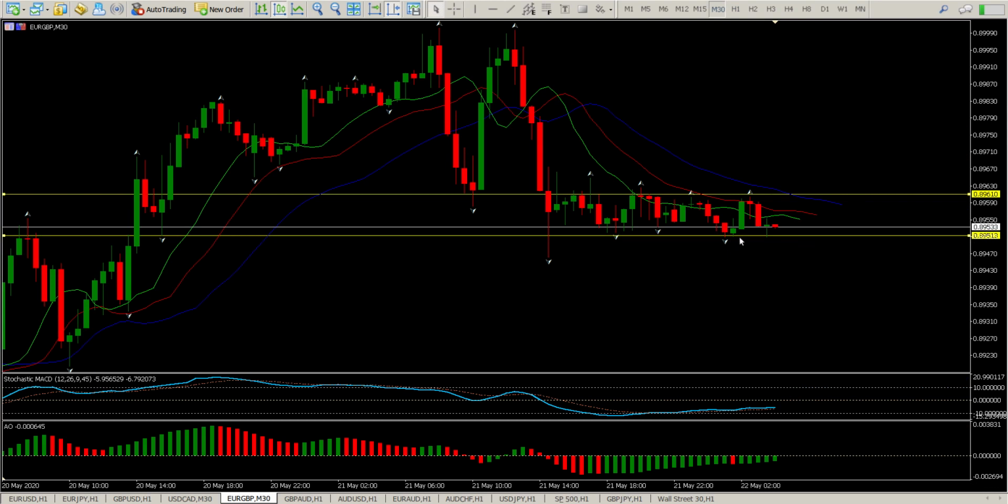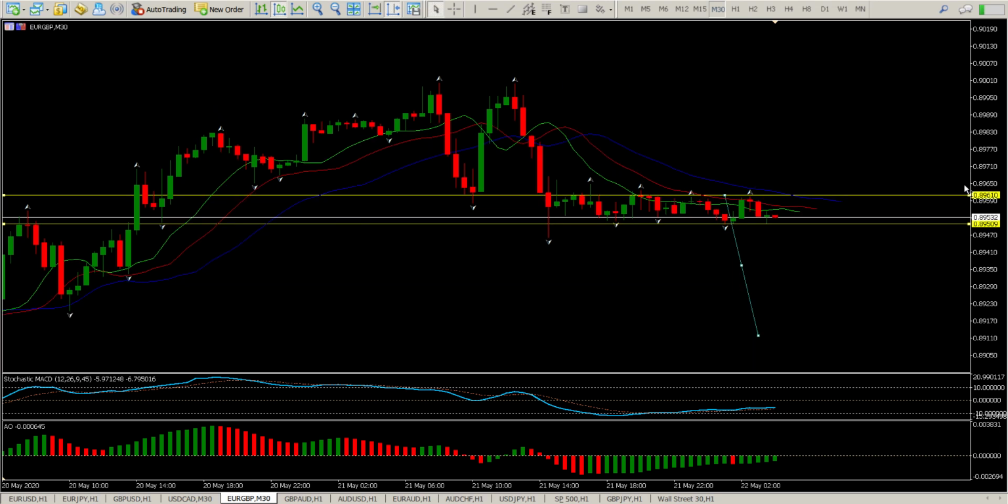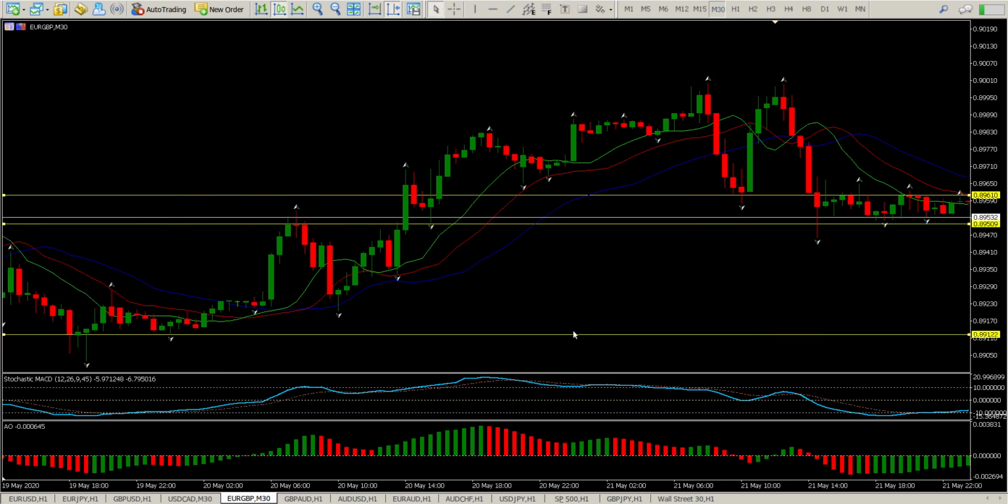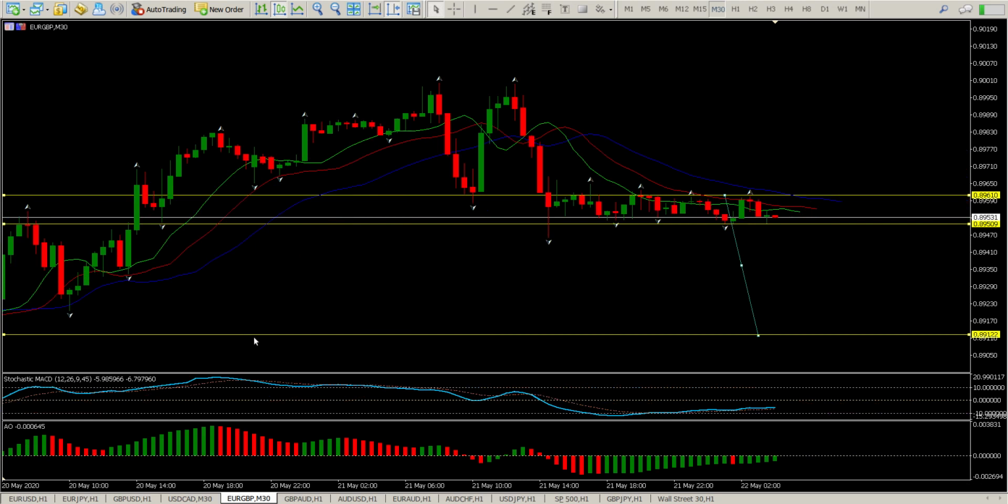Okay, so what we're looking for is a break of this fractal. Break of that fractal, stop above there. What else does that give you? Break of the range. We had a pretty strong move down, gone sideways. So price action would dictate that we are going to have a measured move. Okay, so there's our measured move to the downside, and it comes up into structure. So that is definitely another opportunity here.